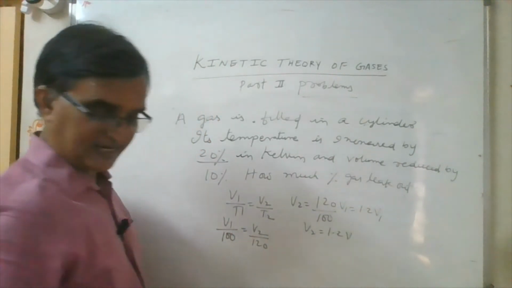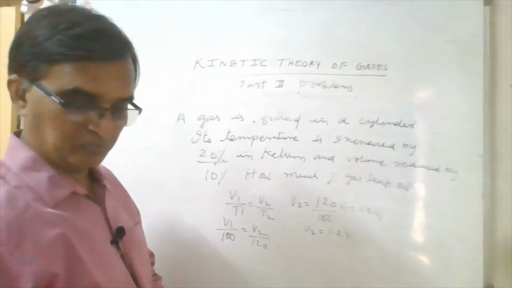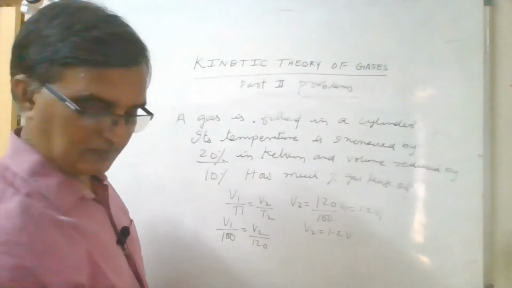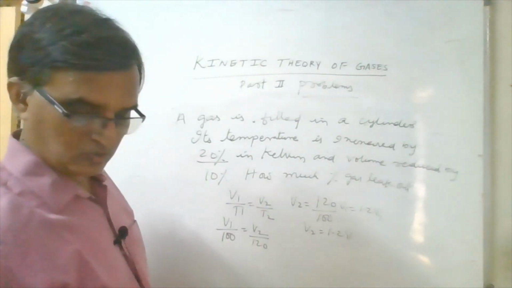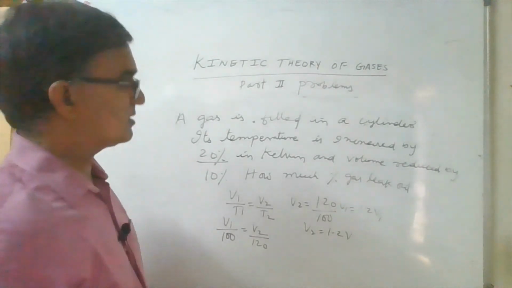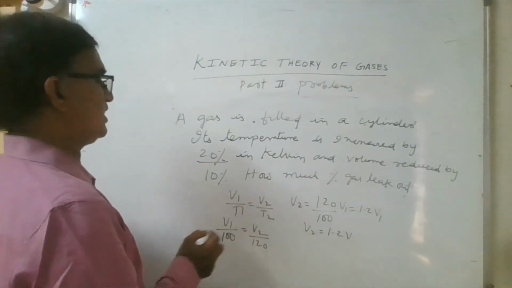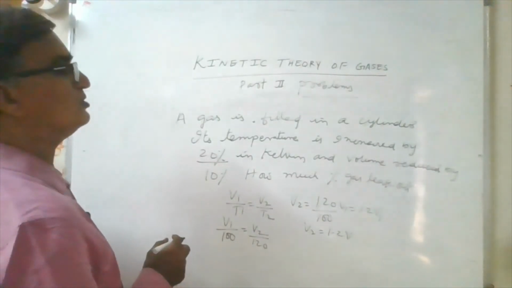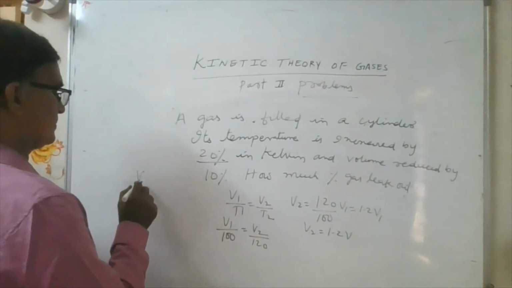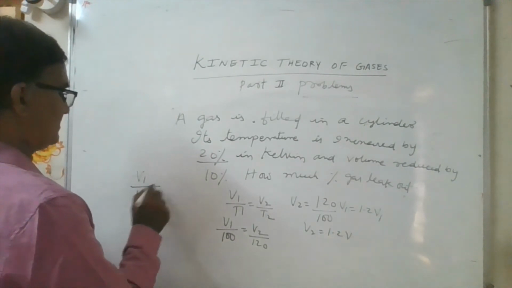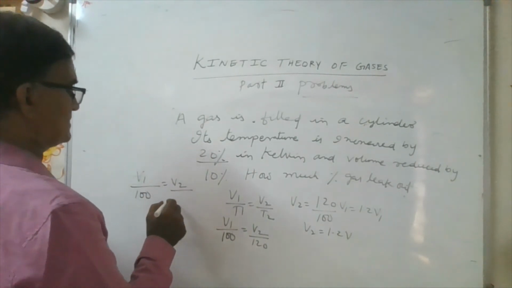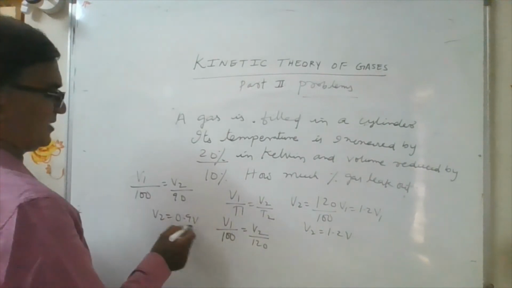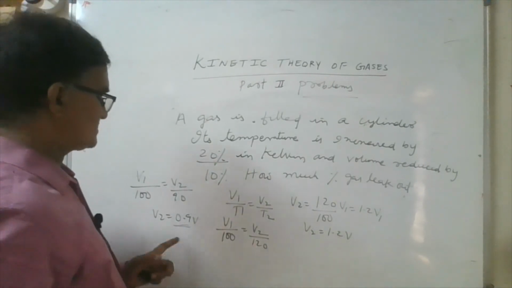Second case: what is happening in the second case? Volume is reduced by how much percentage? V1 by 100, V2 by 90. So V2 is equal to 0.9 V you get. That is given as 0.9. In the second case, it is 0.9 V.